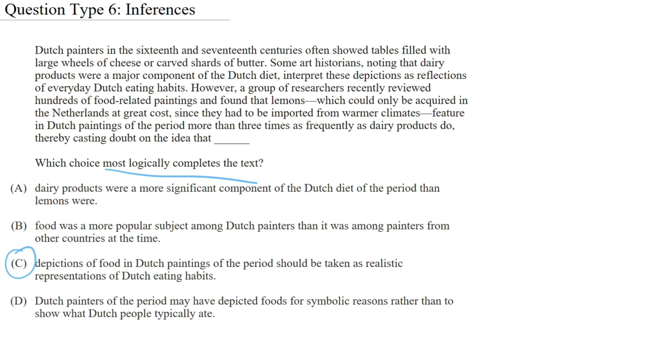The answer here is going to be C. Why? Because this sentence says that a group of researchers recently reviewed hundreds of food-related paintings and found that lemons were in Dutch paintings 3 times more frequently as dairy products did, therefore saying that food in Dutch paintings is not realistic, right? We see here that there's doubt on the idea that this is a realistic thing. This makes sense, right? We're literally seeing that the art shows a lot more lemons, whereas realistically, there were a lot fewer lemons, right? We have this kind of parallel here between doubt and realism.